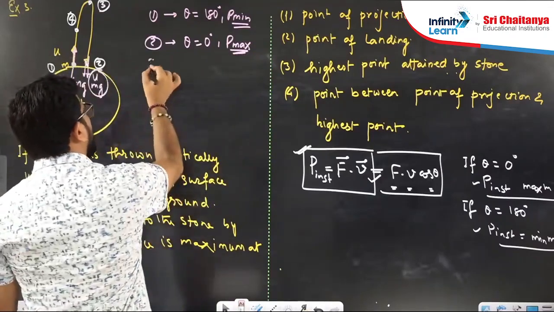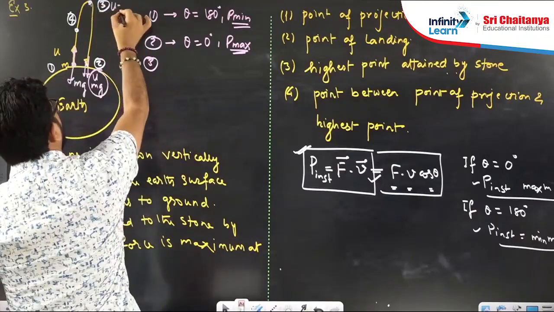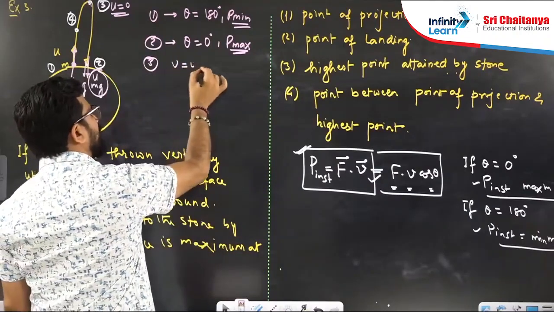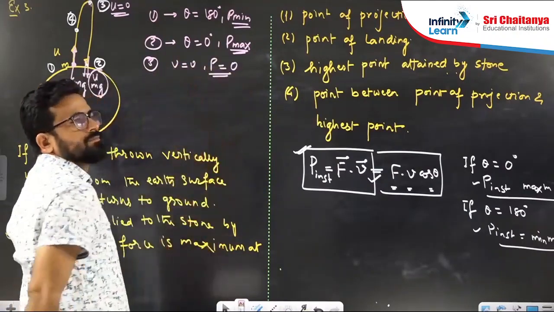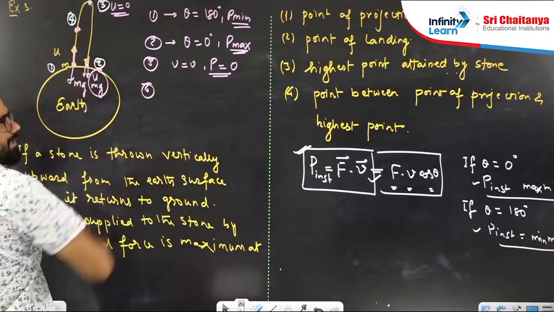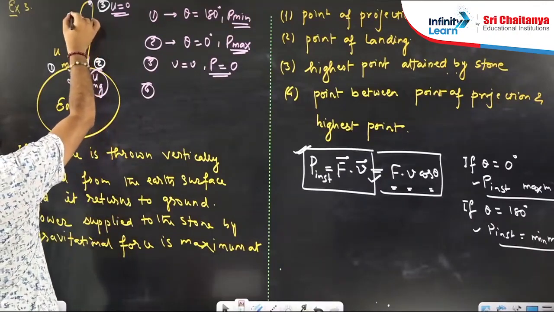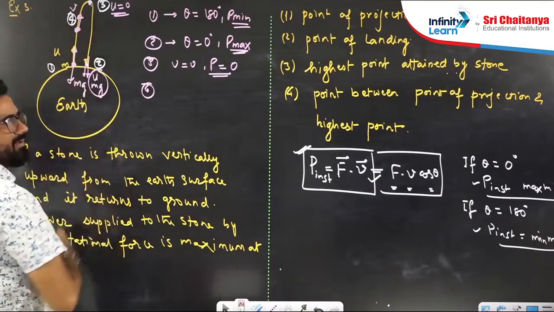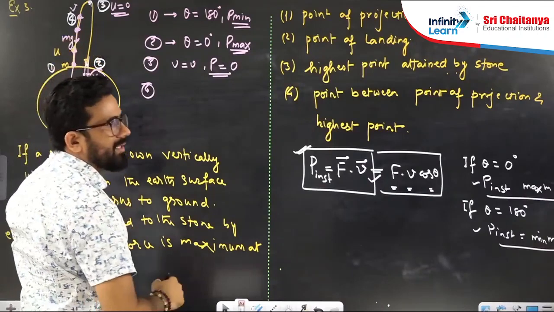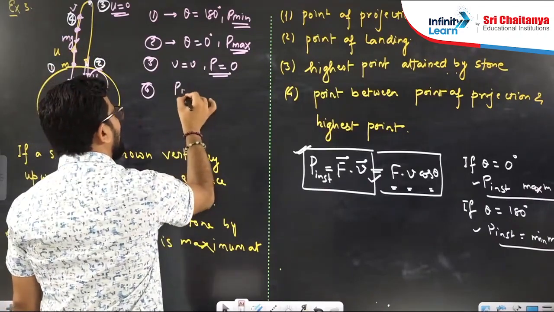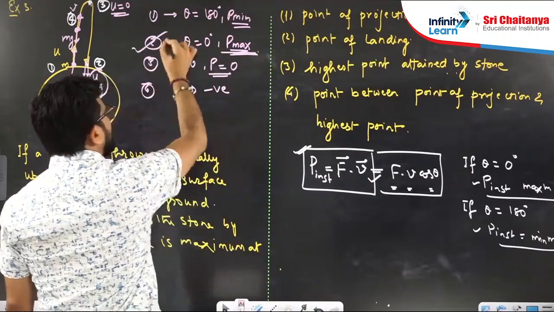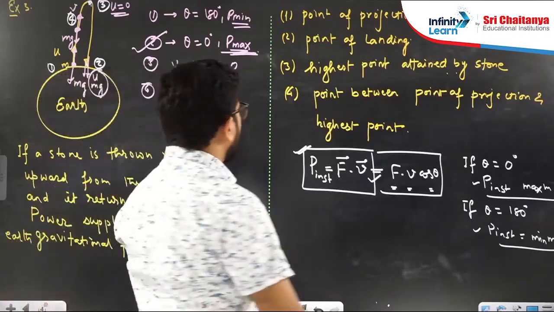Now come to the third point. At the third point, when you see, the velocity is already 0. When velocity is 0, then power supplied would be 0. Now come to the fourth point I have given here. What is happening? Velocity is upward, some velocity v. I am not interested in the value. And mg is downward. That means the angle between them is 180 degree. Again the power would be negative. Power is negative, I can say that is less than power maximum. So what is the answer? Answer 2 is correct.